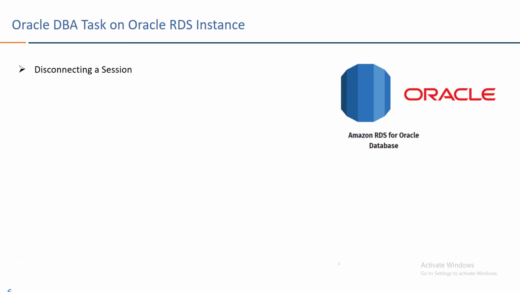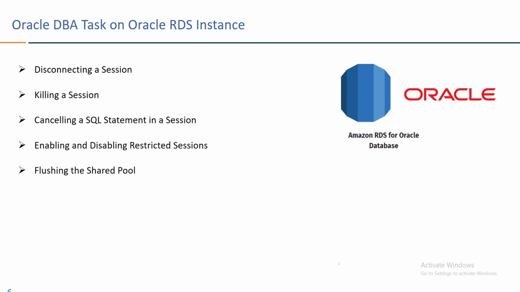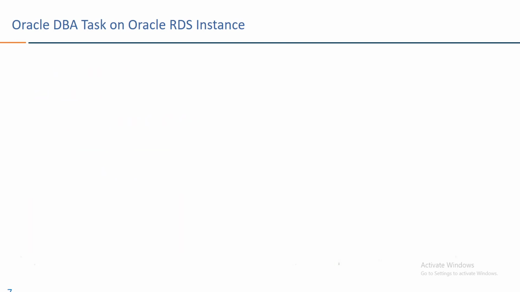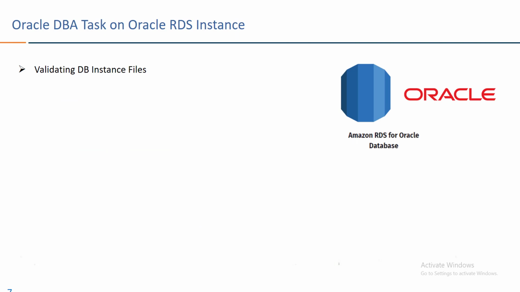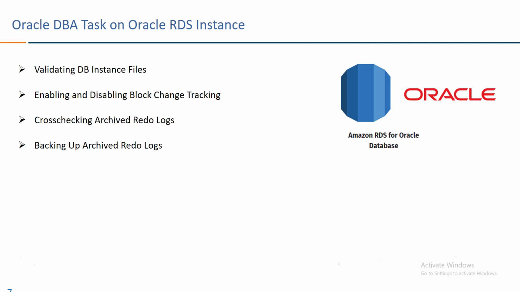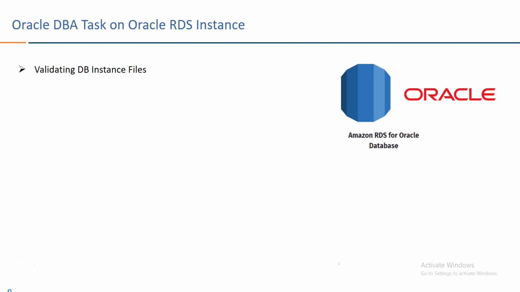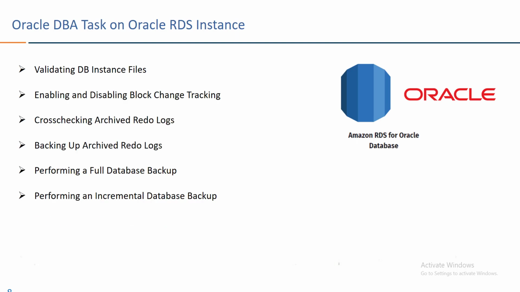The next ones are disconnecting a session, killing a session, canceling a SQL statement in a session, enabling and disabling restricted session, flushing the shared pool, granting select or execute privilege on a SYS object, revoking select or execute privilege on a SYS object, validating the DB instance. Now come to the RMAN tasks: enabling and disabling block change tracking, cross-checking archive logs, backup files, performing a full backup, performing an incremental backup, performing a tablespace backup, validating the DB instance. Again, this is the same.